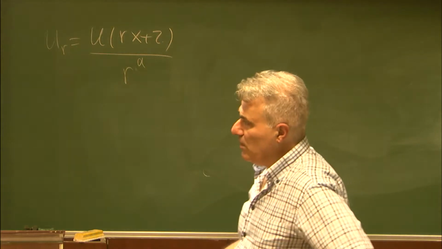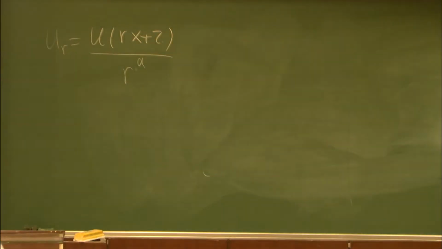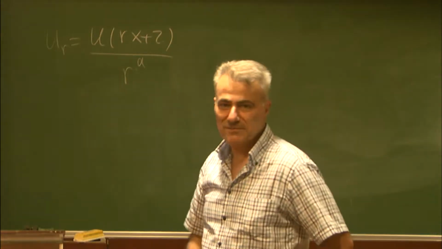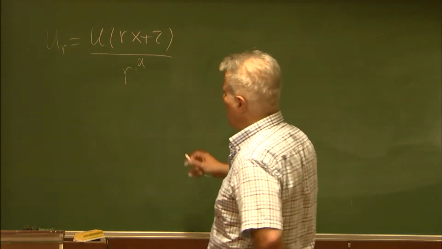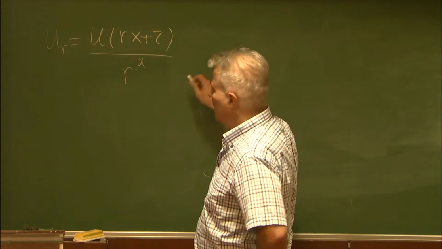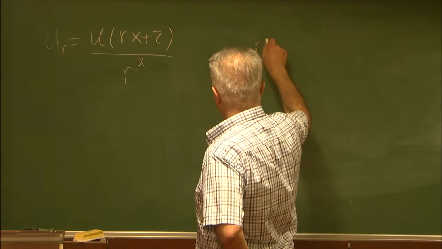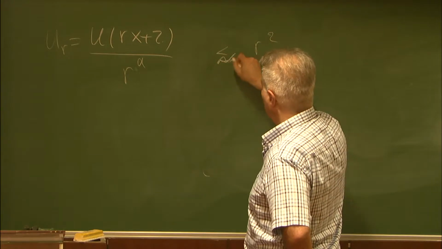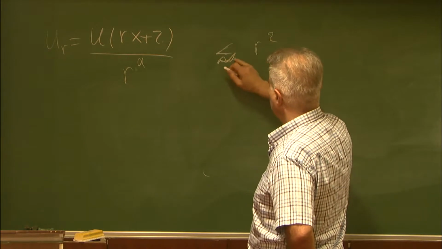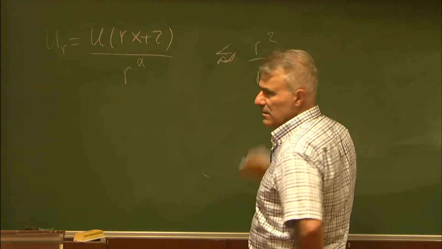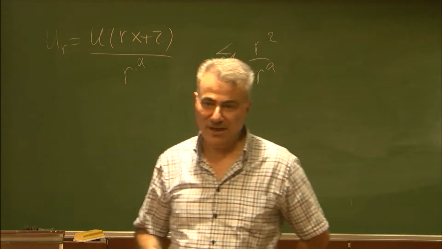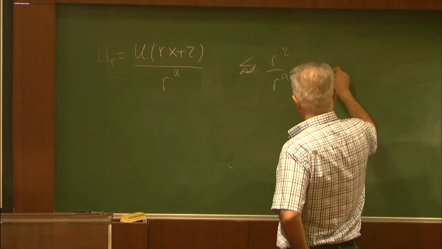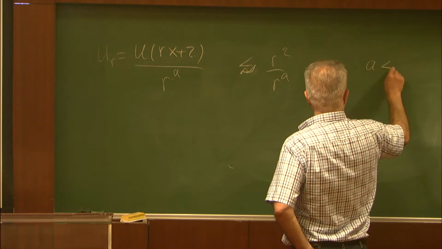So, first of all, I know that this is going to be bounded by r squared. So this is less than or equal to r to the power 2. When I say less than or equal, there's a constant here. In order for this to stay bounded, I don't want to bound the functions in the limit. So this tells me that a is less than or equal to 2.